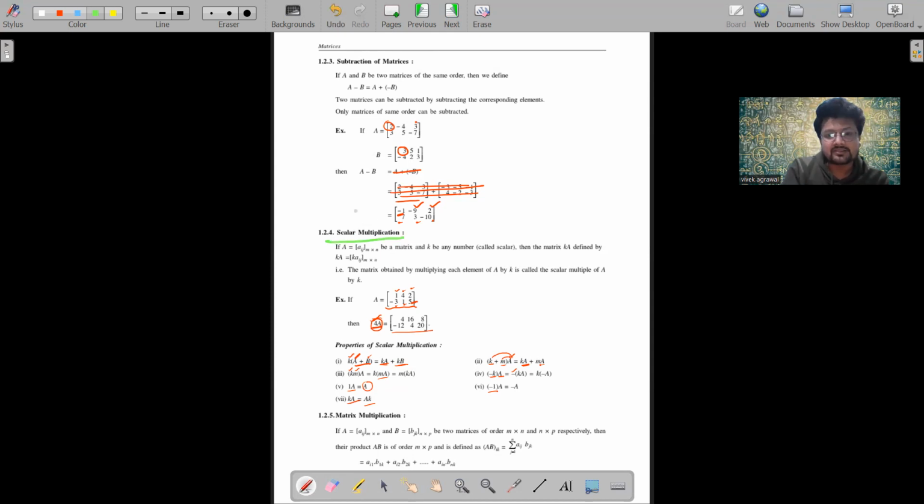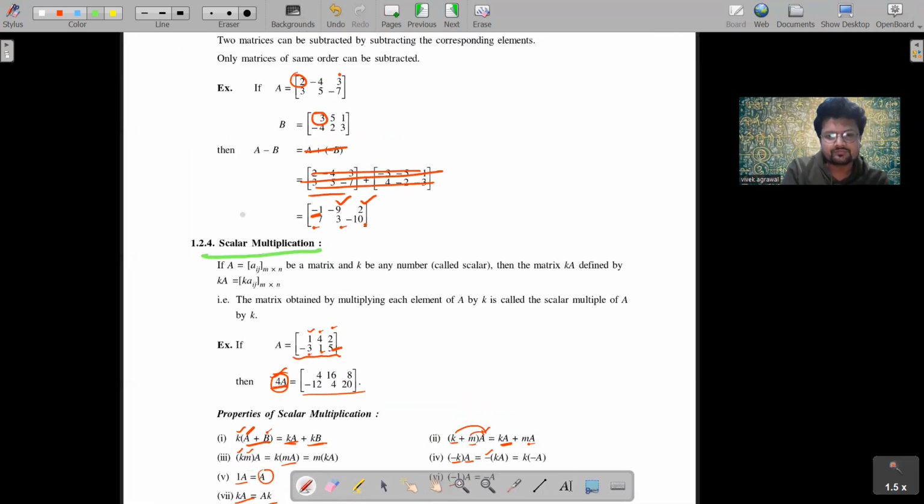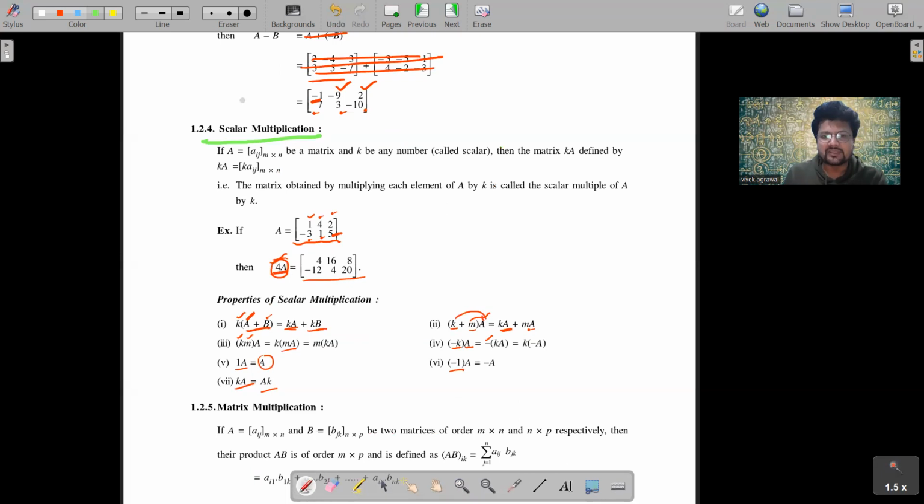Then scalar multiplication. Suppose I want to multiply any matrix with a scalar number. Each and every element inside the matrix will be multiplied with that scalar quantity. Then we did some basic properties of scalar multiplication.